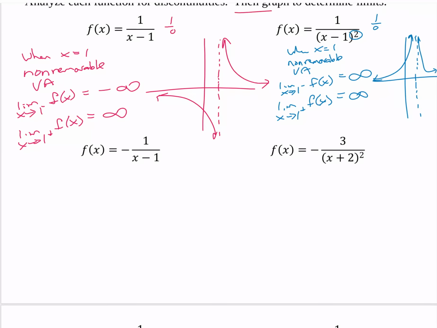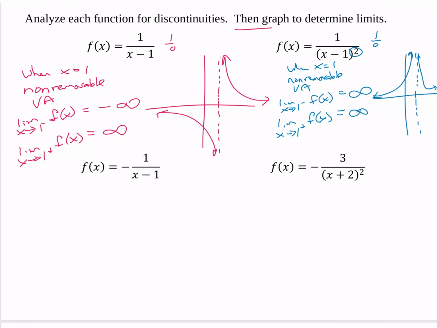We automatically have a negative. So the parent graph, you can assume, is going to be inversed. Well, not inversed. No, we're not going to assume things. X can't equal 1, right? So what happens when x equals 1? You get negative 1 over 0, which is a non-removable discontinuity. It creates a VA.